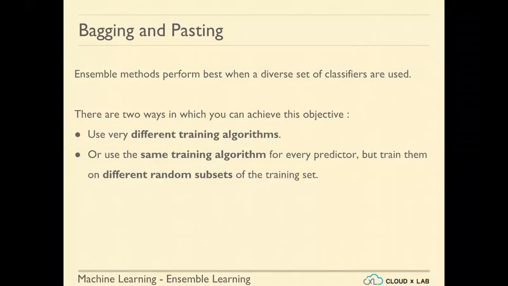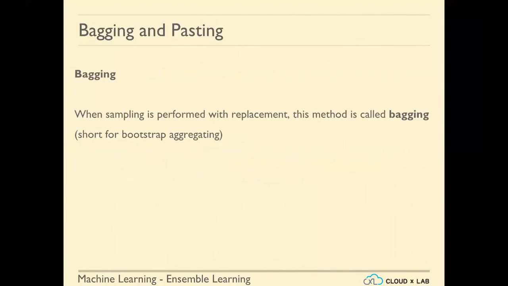Now, ensemble methods perform best when a diverse set of classifiers are used. There are two ways in which you can achieve this objective: using different training algorithms, or using the same training algorithm for every predictor but training them on different random subsets of the training data. All right, this is what we just talked about. Now, while sampling, it's very clear that whatever we do, we would be sampling the data, correct? So when sampling is performed with replacement, this method is called bagging.